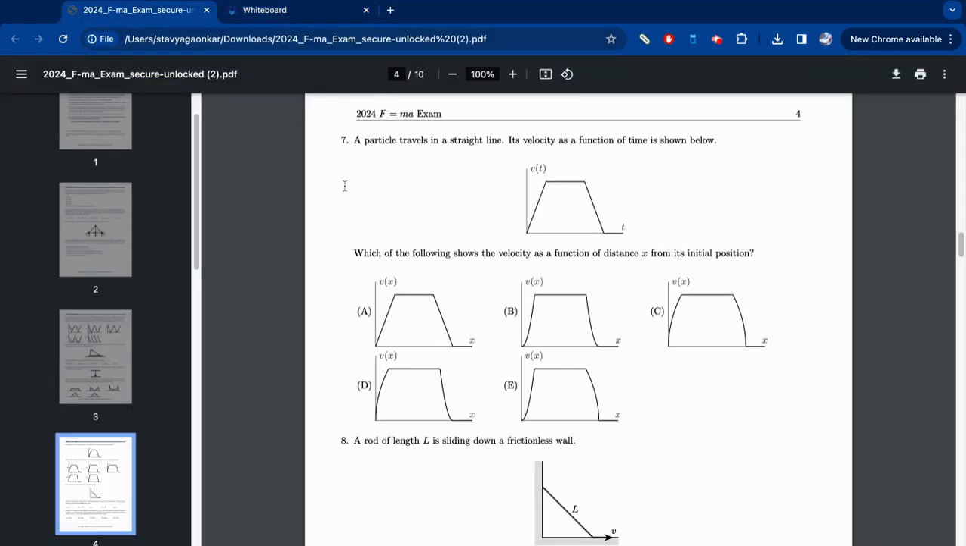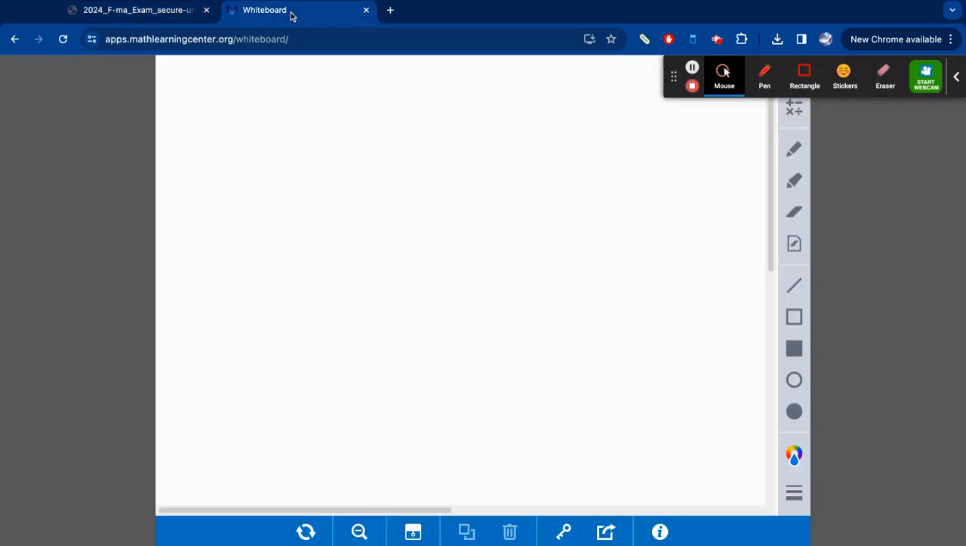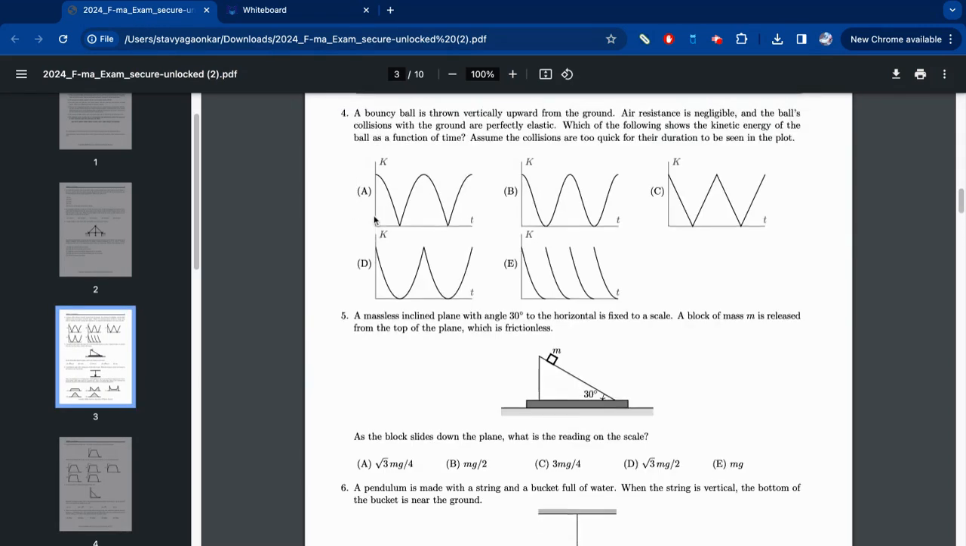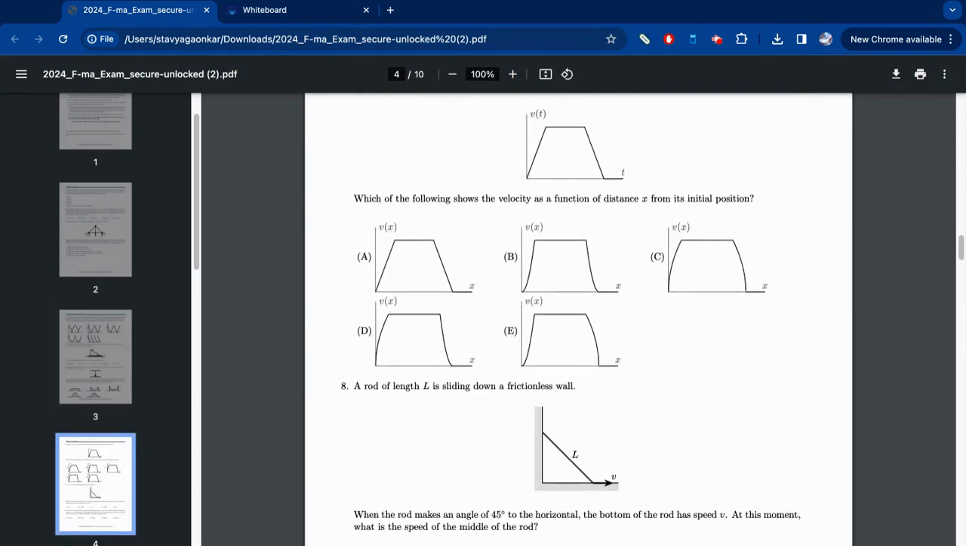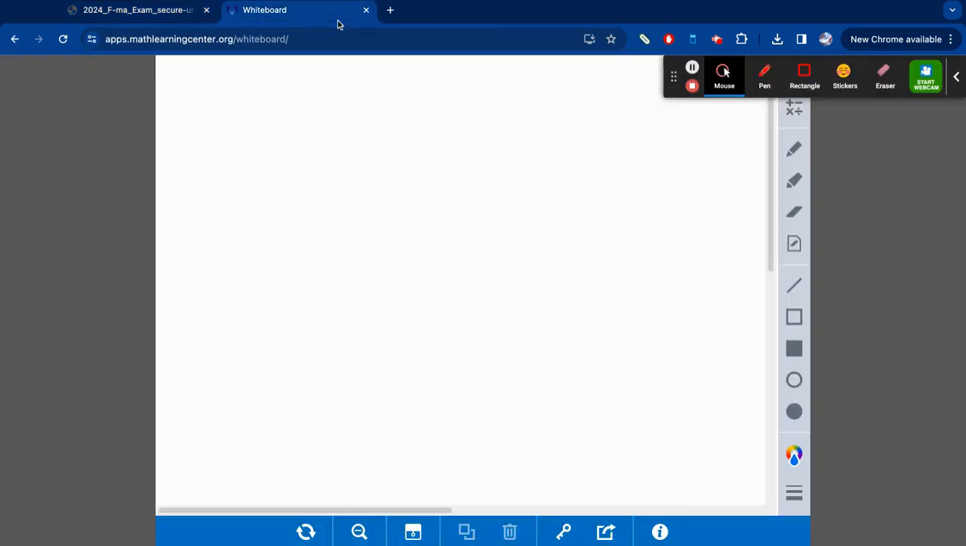Okay, moving on to question number 7. We have a particle traveling in a straight line, and we have its velocity as a function of time. We want to find its velocity as a function of distance x from its initial position. Whenever we're working with these problems, we always want to think about derivatives, just like we did for problem number 4. So how can we relate the derivative of velocity with respect to x with the derivative of velocity with respect to time?